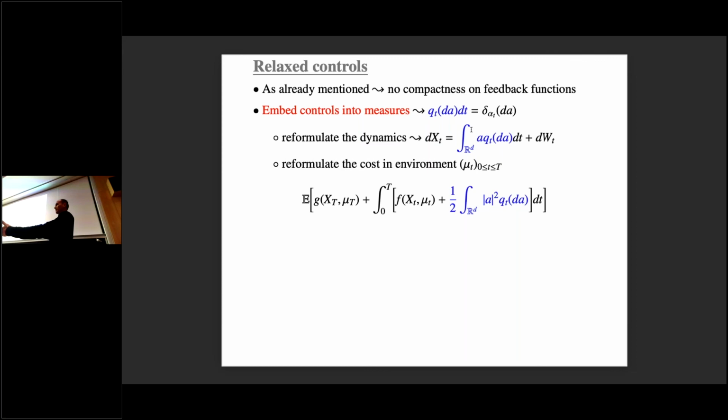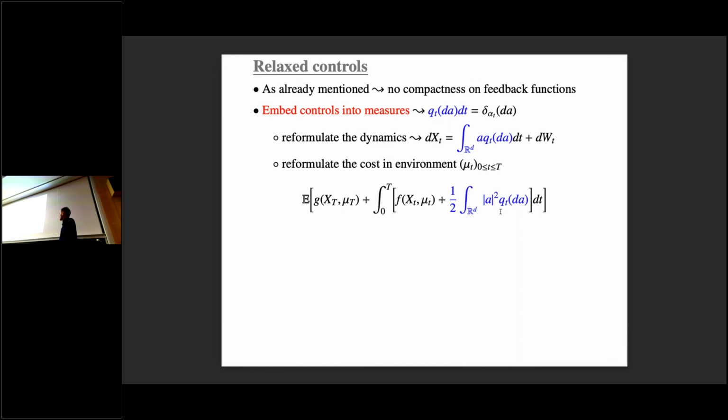This is when you are given alpha, but now you relax and you say, I allow for more general dynamics, which are not necessarily driven by delta masses, but by wider controls, namely controls for which Q is a probability measure on the set of actions. This is a way to randomize the values of the controls in some sense. And you do the same in the cost functional. Instead of computing alpha squared, I'm going to compute the second order moment of my probability distribution on the action sets.